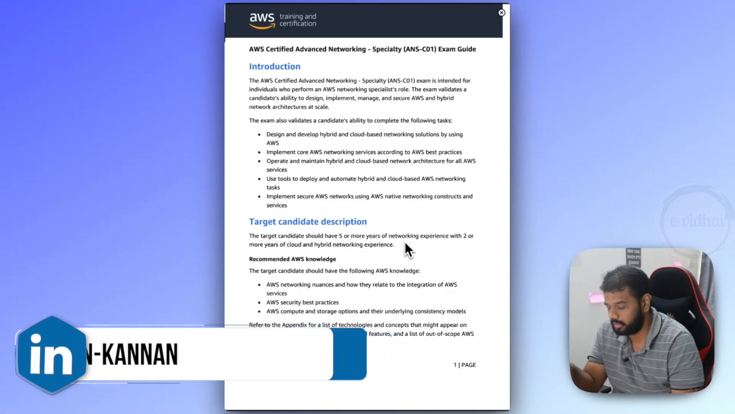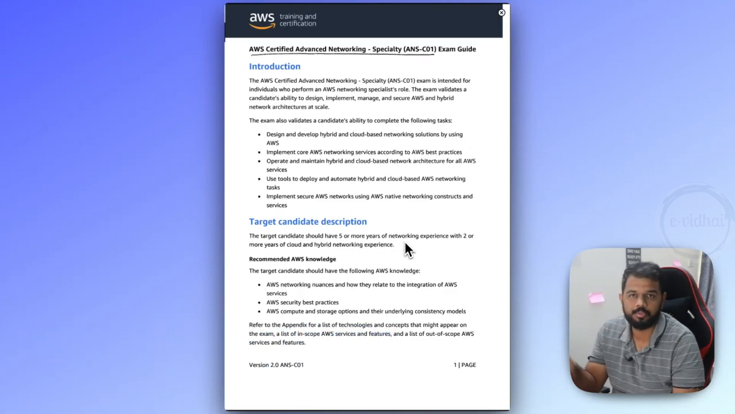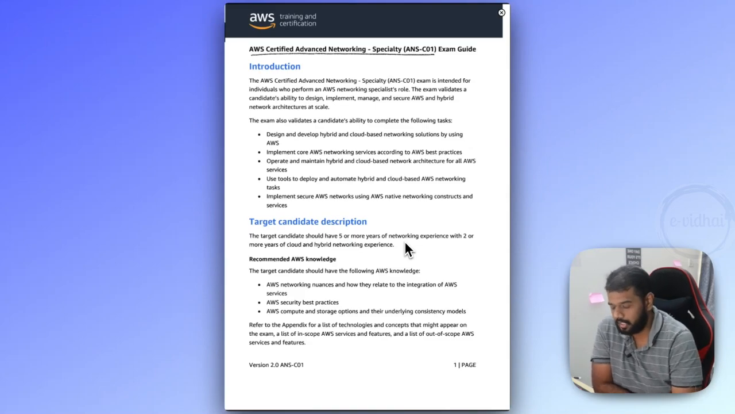The one which I took from the internet is the ANS-C01. That's, as of today, the current study guide from the AWS website. And if you see, it consists of multiple sections. One is what it's going to validate. The next one is the target candidate.